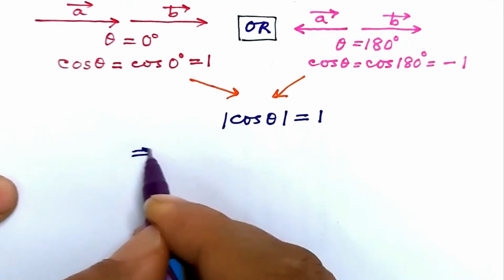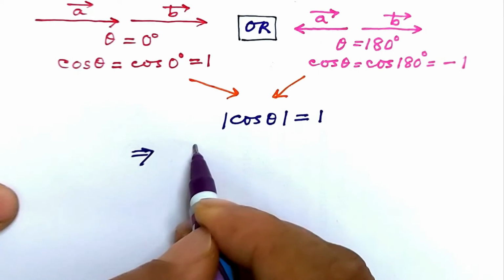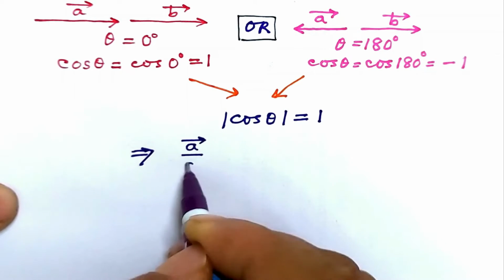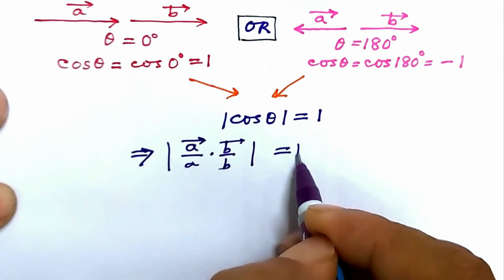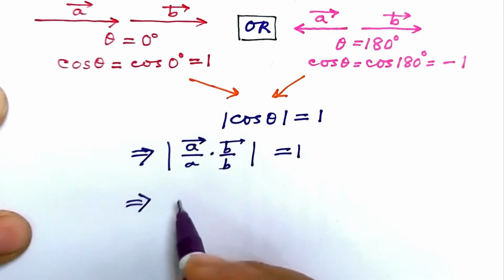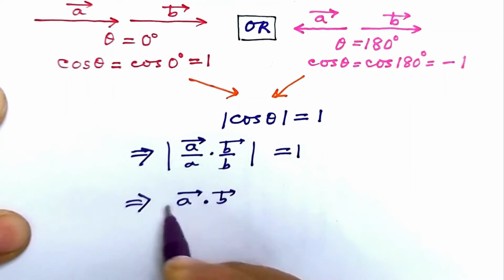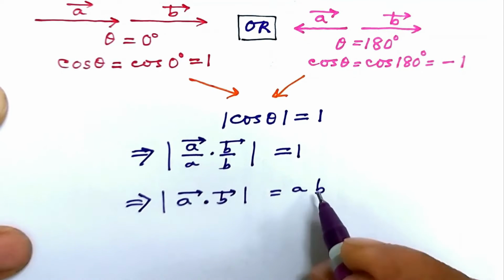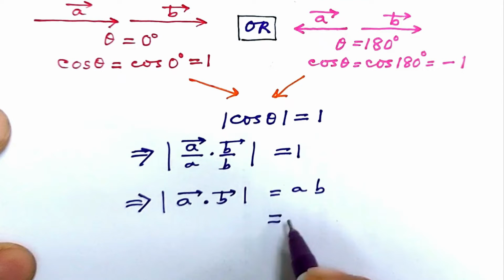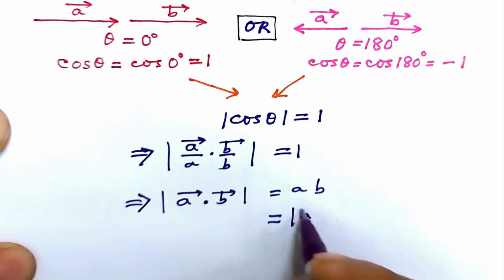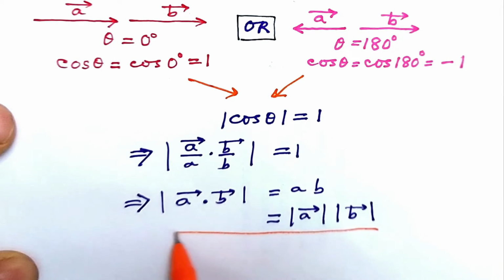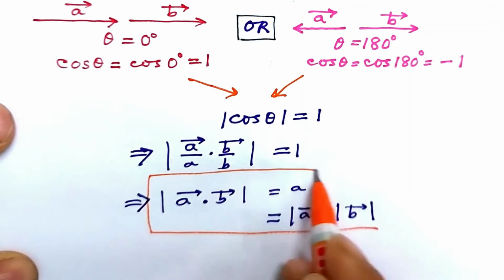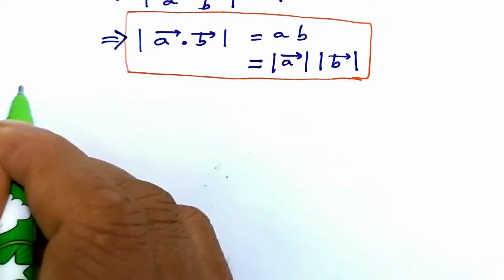Let us put instead of cos theta what we got, that is mod of vector A by A dot vector B by B equal to 1. This means mod of vector A dot vector B equal to AB, which we write using mod sign as mod vector A into mod vector B. This is an important result expressing equality involving vectors.